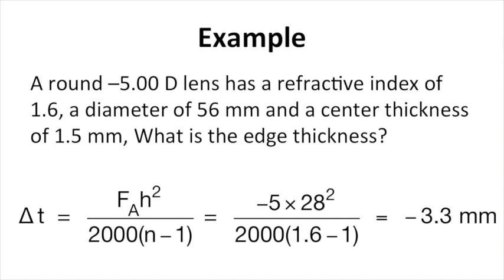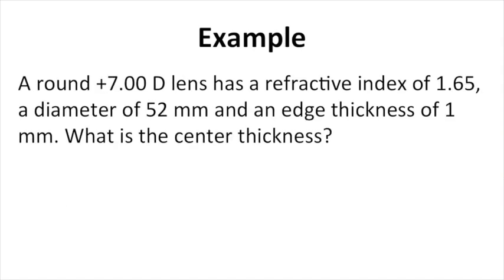So we could plug that into an equation, but I prefer to just say, okay, it's a minus lens, so the edge is thicker than the center. How thick's the center? 1.5. What's the difference? 3.3. We add those two together, and we end up with an edge thickness of 4.8 millimeters. All right. That was good.